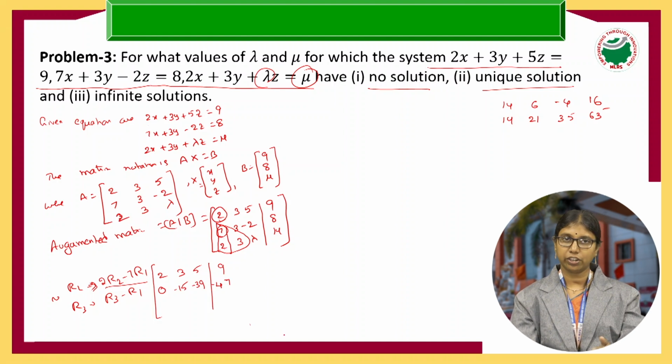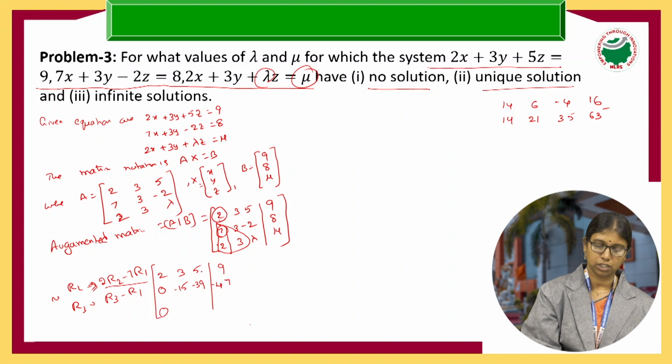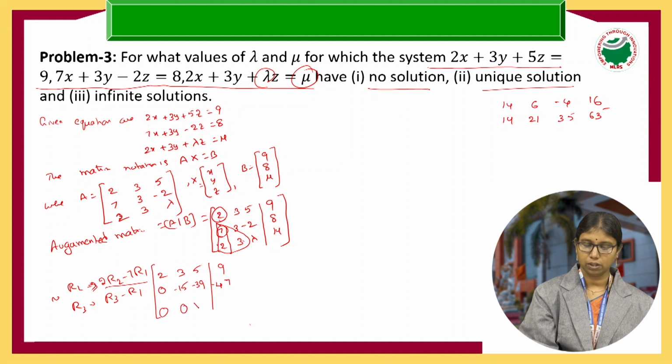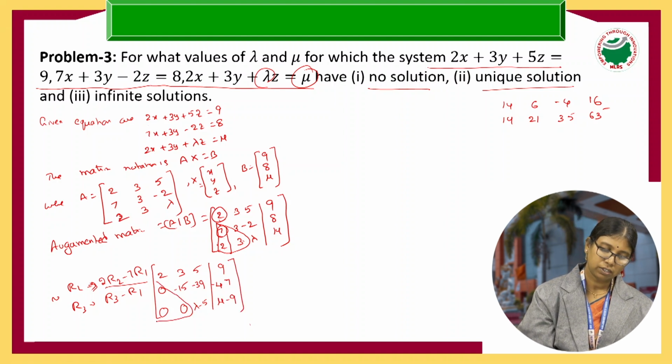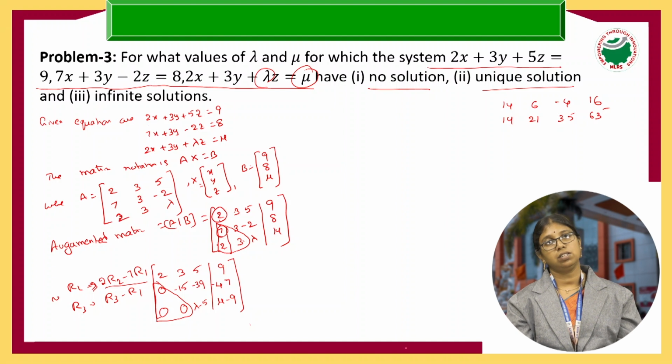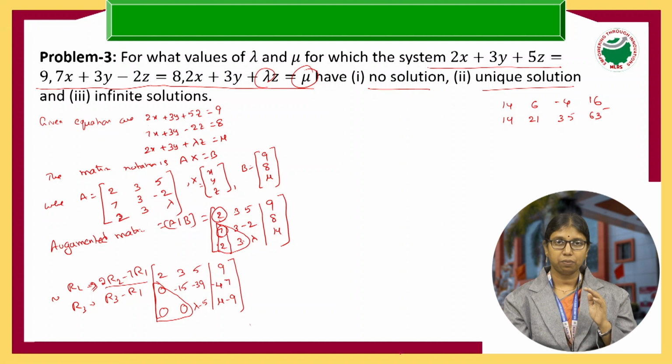Just subtract third row and first row. That is 2 minus 2, 0. 3 minus 3, 0. Lambda minus 5 and mu minus 9. So now see, here we got all the lower diagonal values are 0. We got upper triangular matrix. Now we can take the rank values.